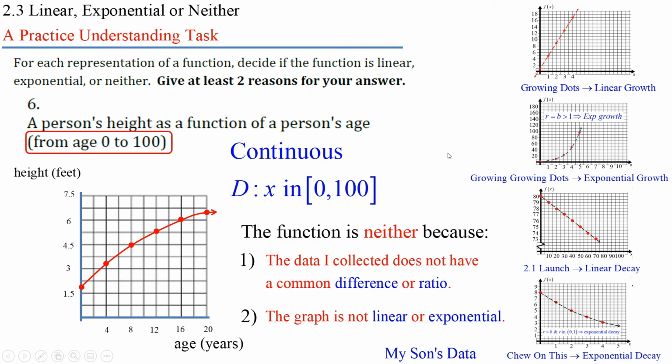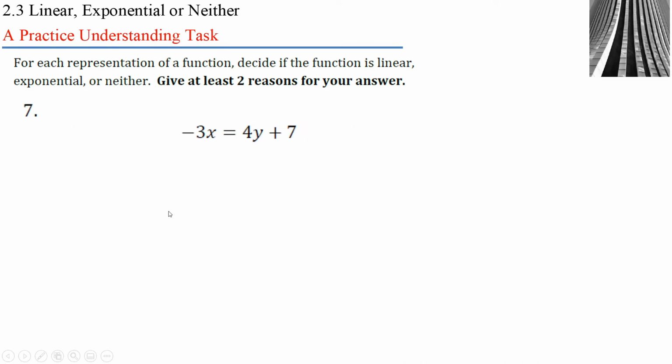Okay, so the model they gave us for number 7 is simply the equation negative 3x equals 4y plus 7. Now that's an equation in terms of x and y, but it's not in point slope form or slope intercept form. So let's see if we can put this in slope intercept form to determine what this is. So that means I'm going to solve for this y right here.